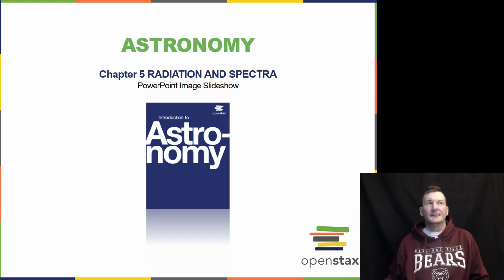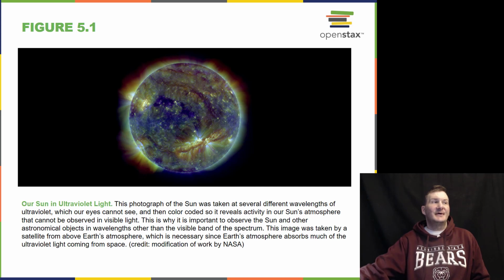Let's get started. So we see here our sun. This is in ultraviolet light. We normally see it in visible light as a kind of yellow-orange star. It's actually a dwarf star, cool in temperature. But compared to the nearest stars, it's actually more of a bigger, brighter star.